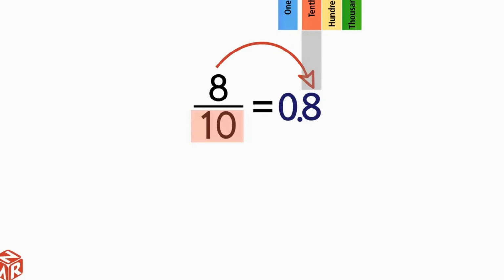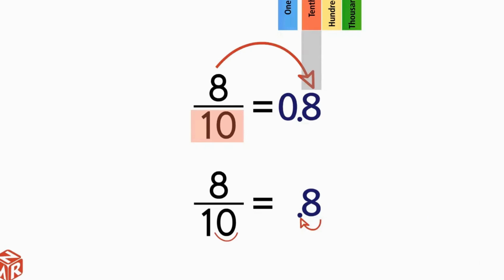We can also convert fractions to decimals using a different method. First, we write down the numerator. Next, we check the denominator to see how many zeros we're working with. If you have just one zero, we move the decimal point over to the left one digit. So we have 0.8. Let's do another example.